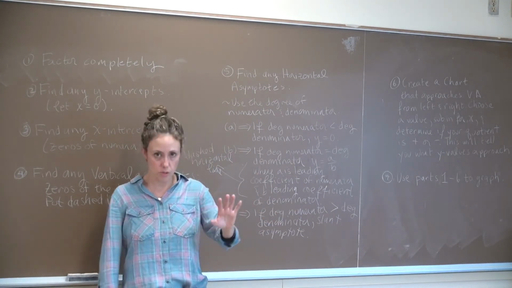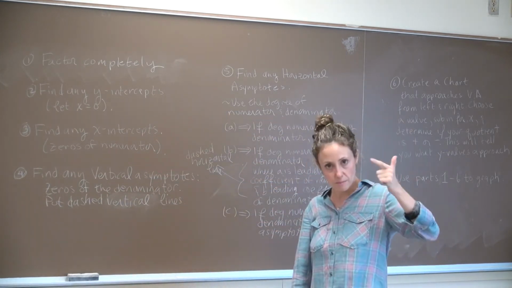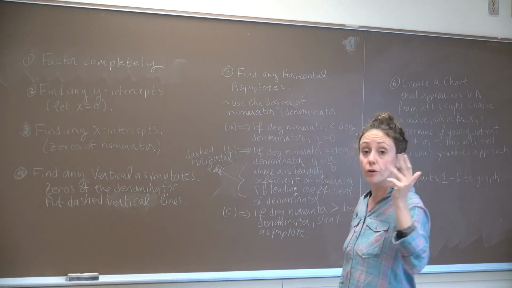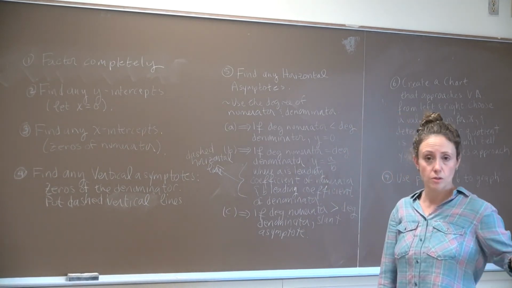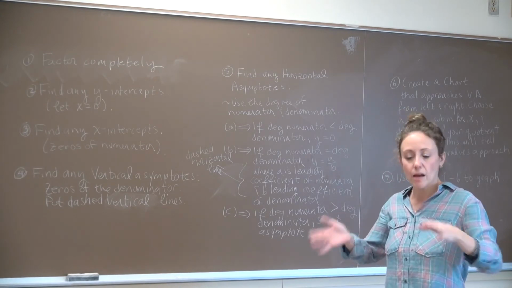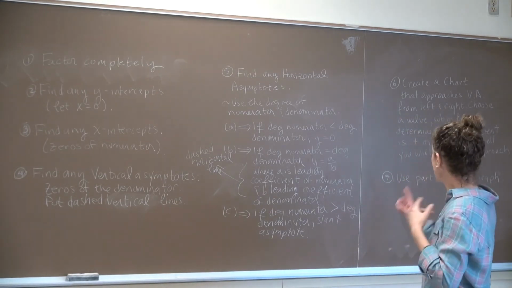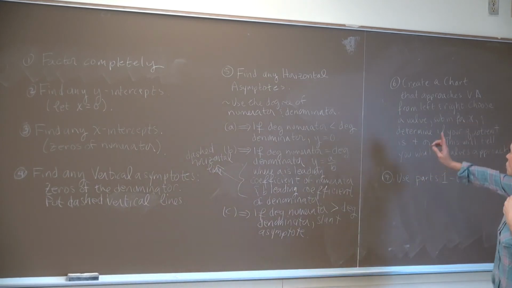Okay, so far we did the following. So far we factored, we found the x-intercepts and the y-intercepts, we found the vertical asymptotes and the horizontal asymptotes. So what we're looking at right now is a graph with some points on it and a bunch of dashed lines on it to represent the asymptotes. So the important part is the sixth step, which says to create a chart that approaches the vertical asymptotes from the left and the right.